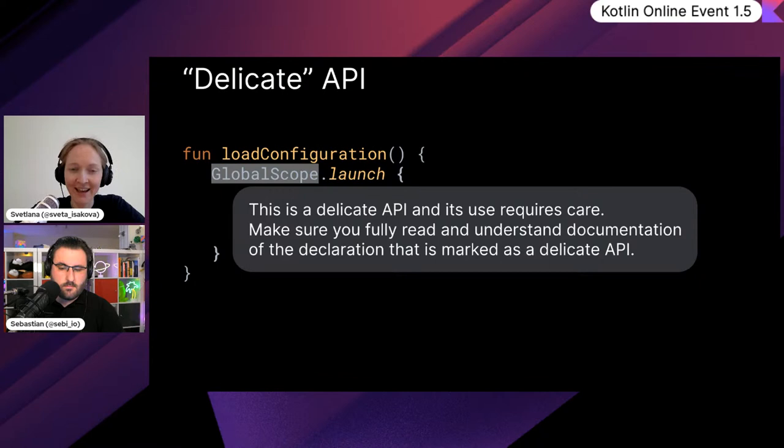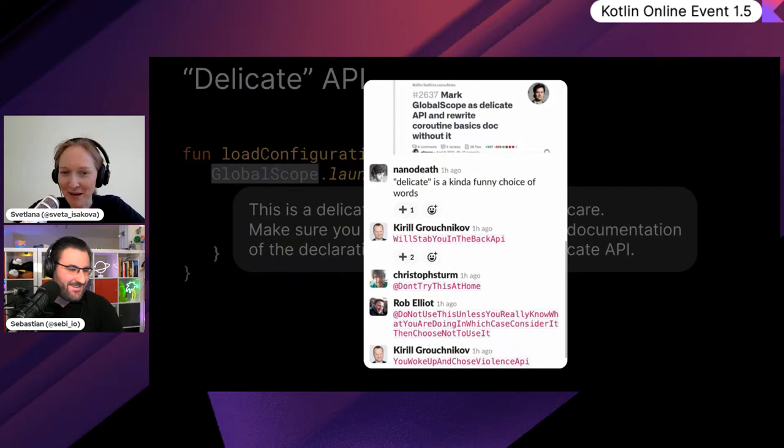A really nice challenge took place recently in Kotlin Slack, inventing a better name for delicate API. Like, don't try this at home, or you will regret using this API. I would also suggest shooting in the foot API. Seb, what's your favorite? I think I have to go with Kirill here. You woke up and chose violence. API sounds great. If you have more versions, please share them in the YouTube chat now. We'll ask the library team whether they can add a type alias, you know?